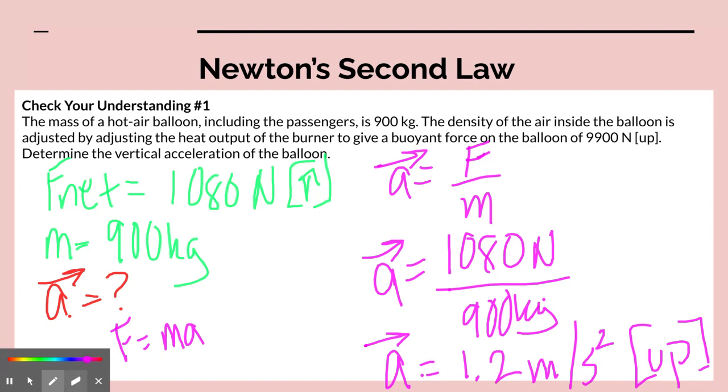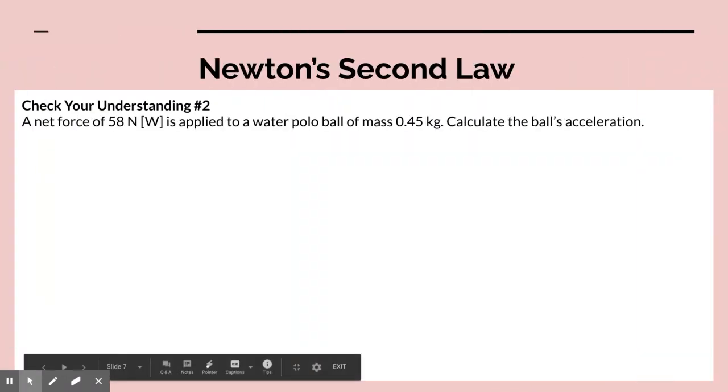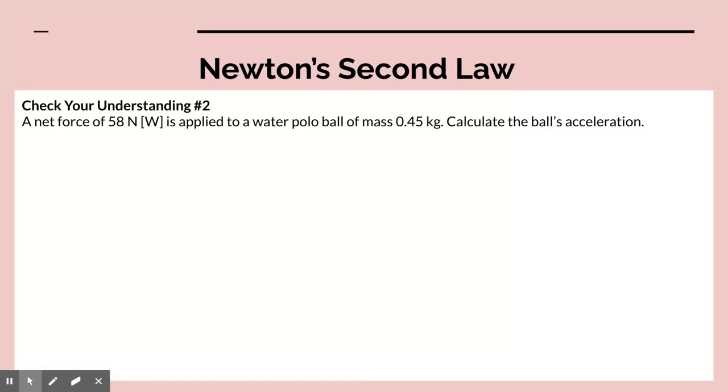Okay, so draw those pictures. That's my message. Draw those pictures. Draw those free body diagrams. Okay, so let's take a look at number 2 here. A net force of 58 newtons in the westward direction is applied to a water polo ball that has a mass of 0.45 kilograms. Calculate the ball's acceleration. So pause the video here, and then we'll come back to it.